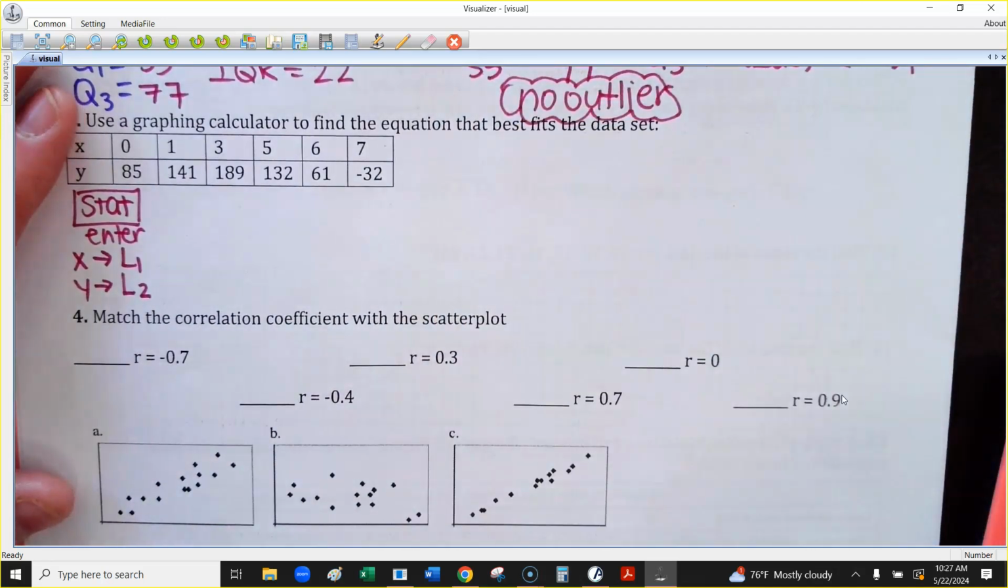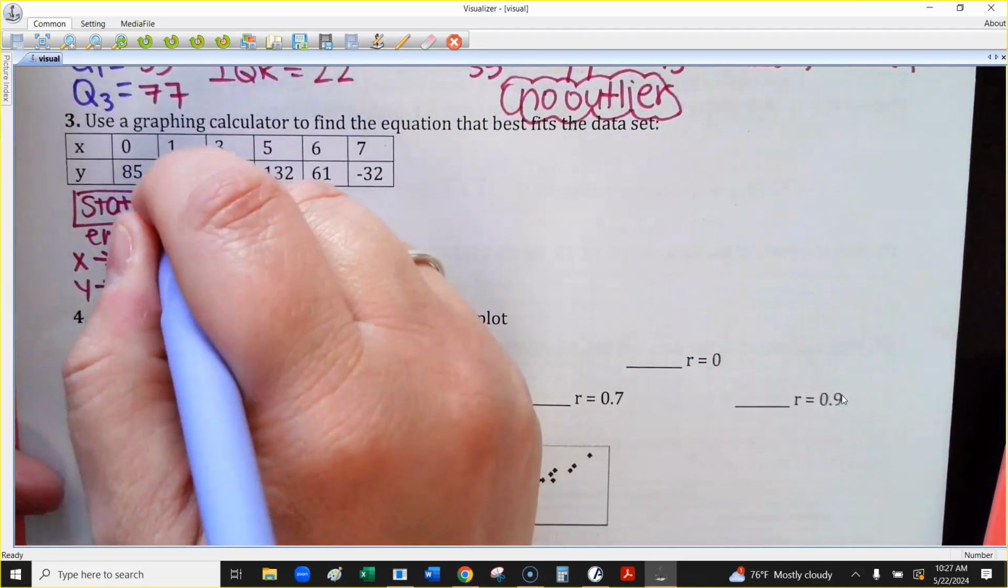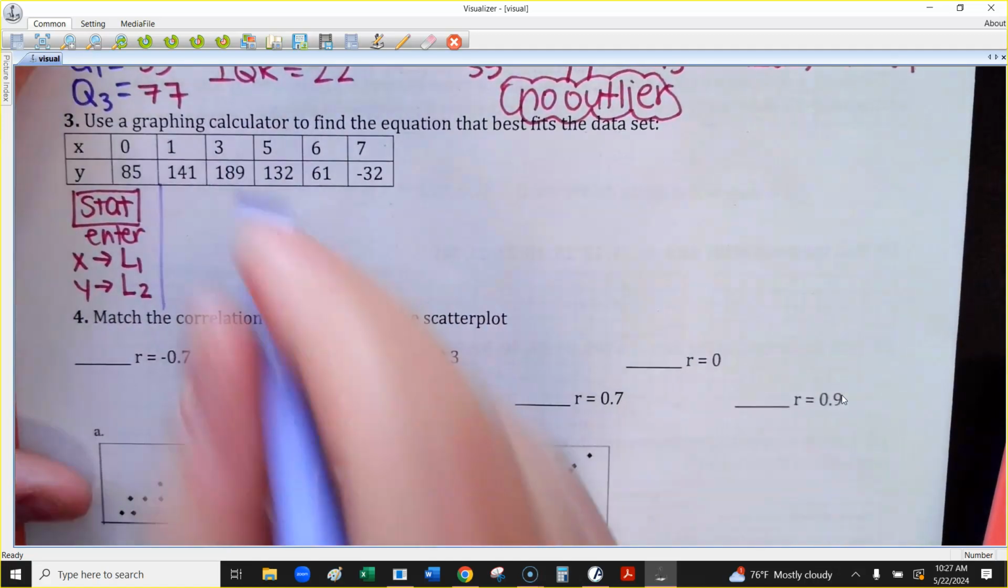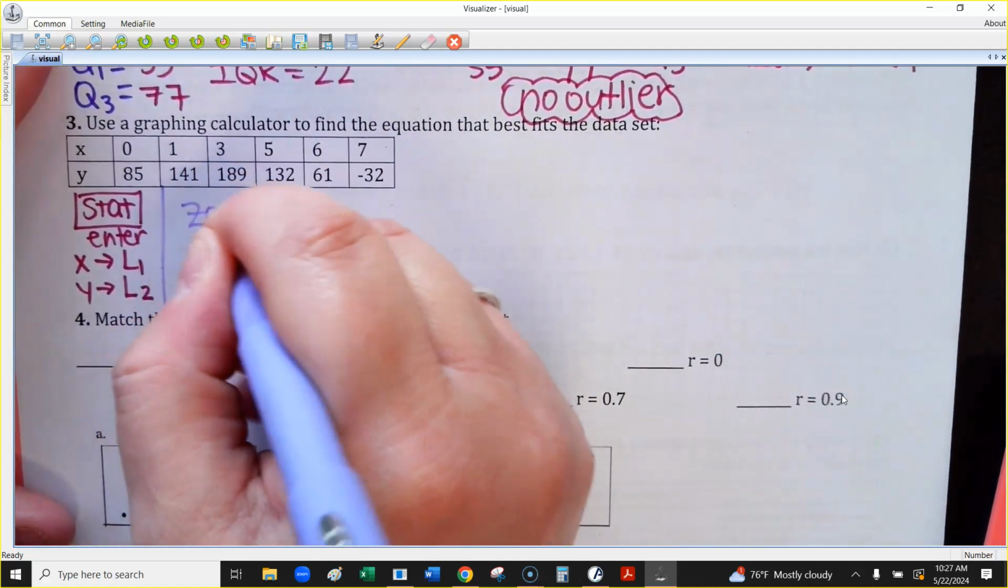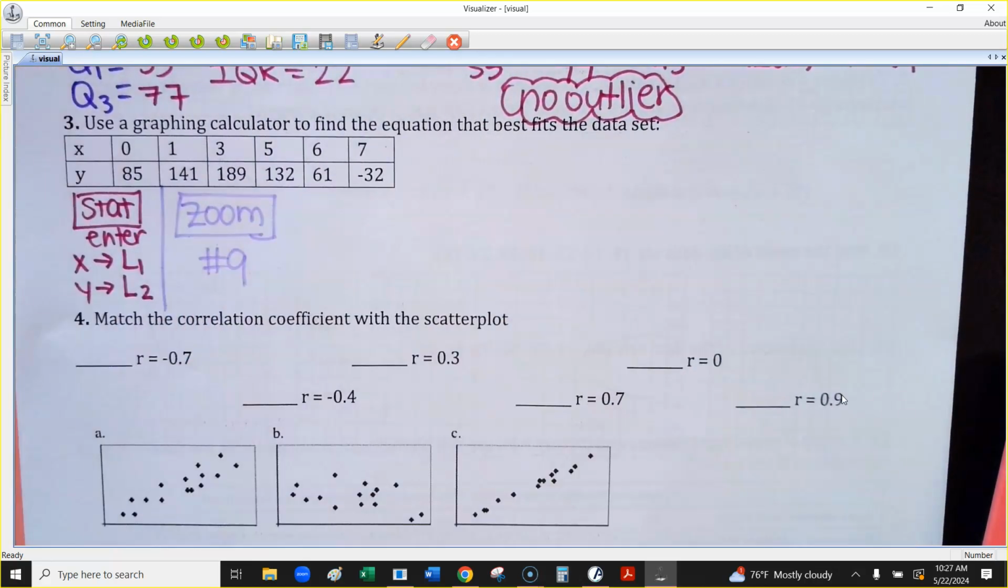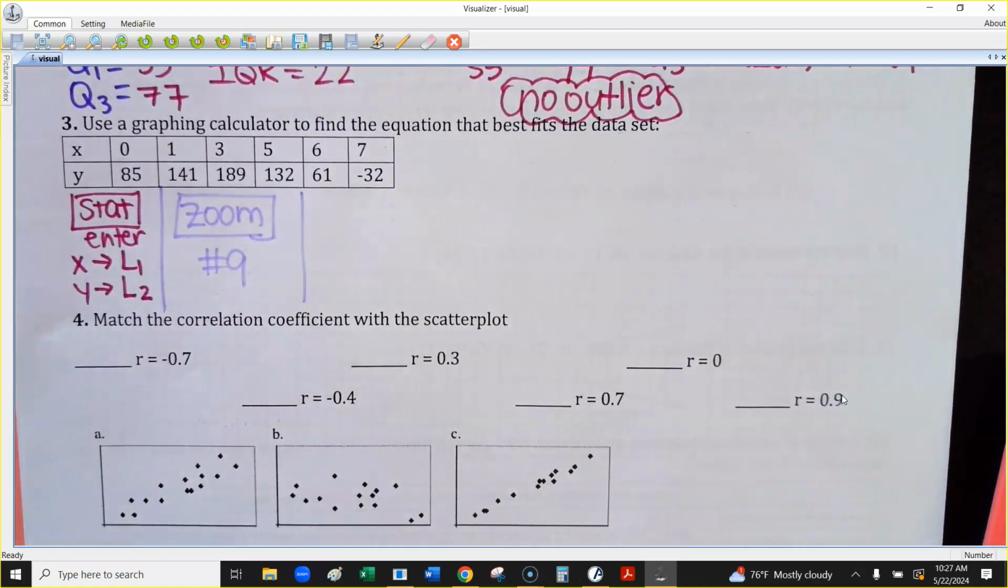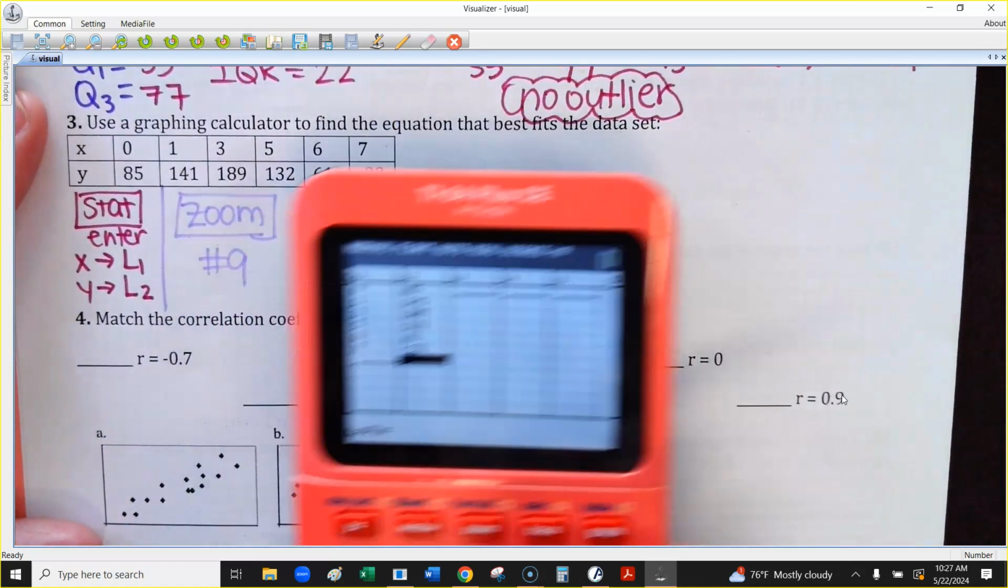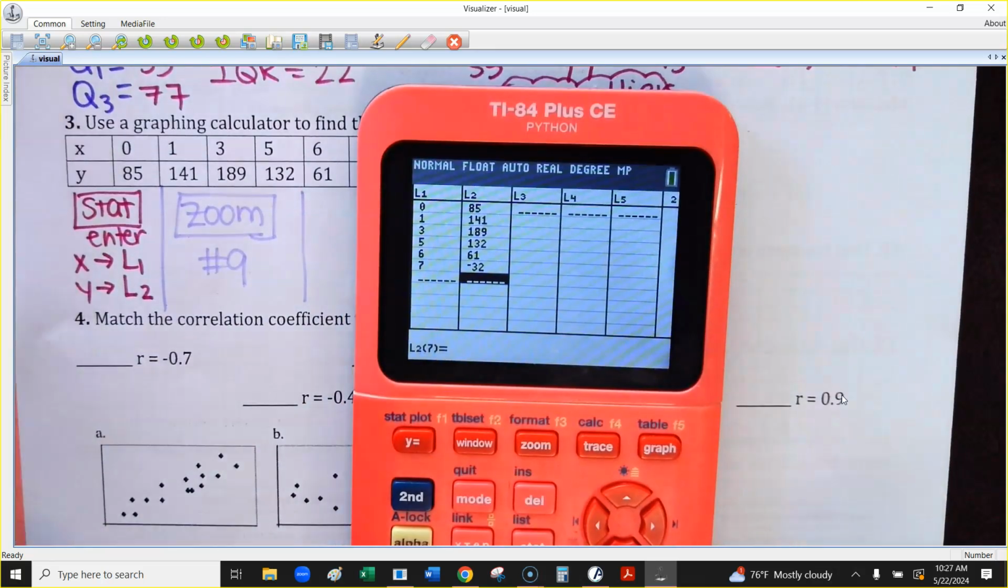Okay, once you do that, to look at a scatter plot, I'm going to hit that zoom button, and number 9 is zoom stat, and that should give you a scatter plot. But just real quick before we do that, let me go, because somebody may have turned it off or you may have turned it off.